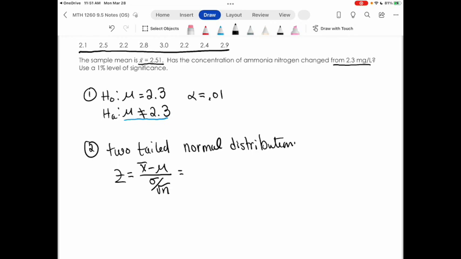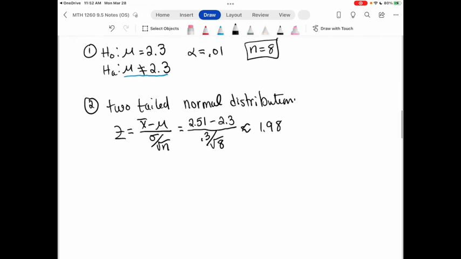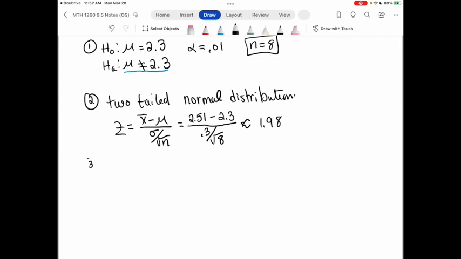So when we put that information in, we have that our sample mean was 2.51, our mu is 2.3, our population standard deviation is 0.3, and we're going to divide by the square root of 8 because that's how many items we have in our sample. All right, in fact, let's add that up here. Our sample size is 8. Okay, now when you put that all in your calculator, you're going to get an approximate value of 1.98.